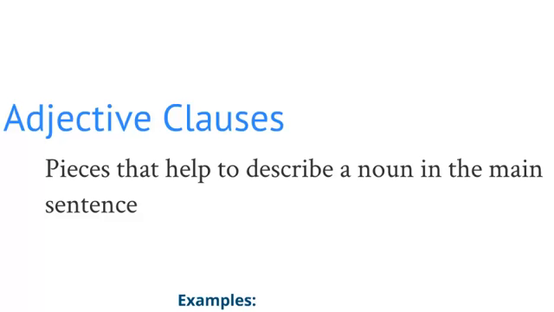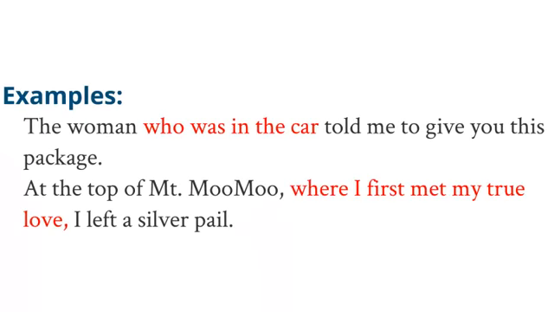The other kind of clauses that we can have that are subordinate are adjective clauses. These are pieces that are going to help us to describe a noun in the main sentence. So in this sentence, the woman who was in the car told me to give you this package. That clause there, the adjective clause, who was in the car, tells you something about the woman. It's just describing which woman we're talking about.